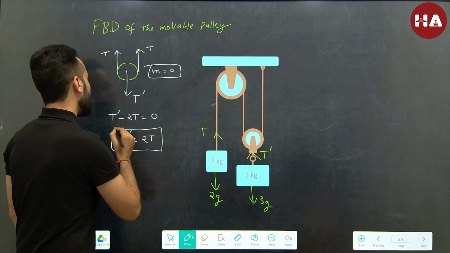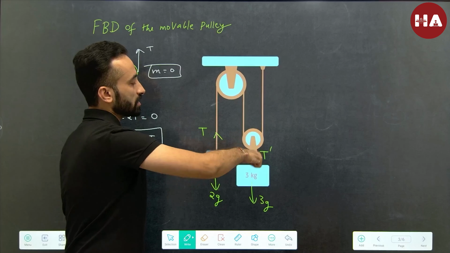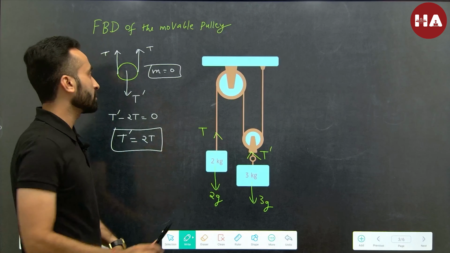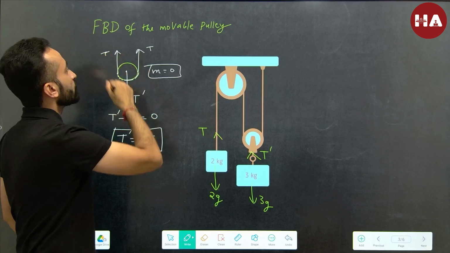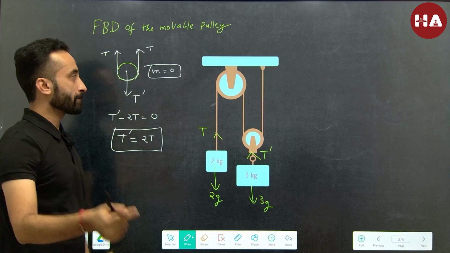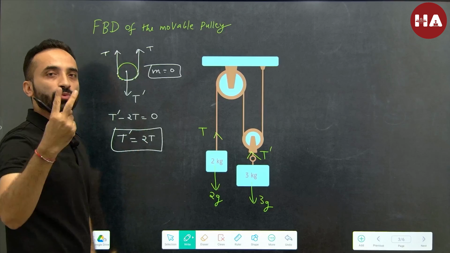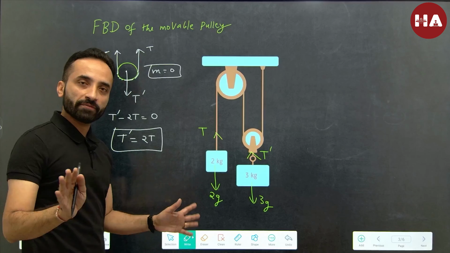So this is one relation between the tensions: if the tension in this rope is T, then the tension in the rope that is attached to the pulley is always twice of that. The tension in the rope attached with the pulley is always twice the tension in the rope passing over the pulley. Keep that in mind.